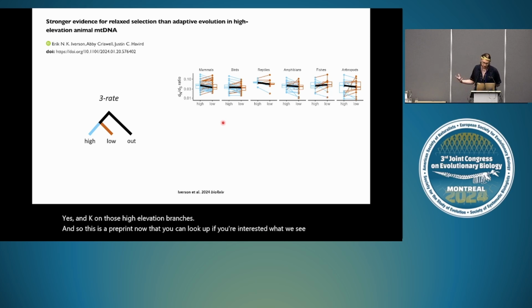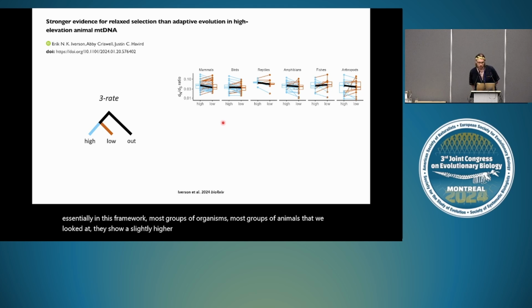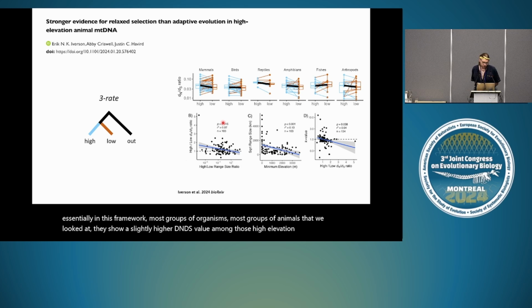What we see in this framework is that most groups of animals that we looked at show a slightly higher DN/DS value among those high elevation species. We also took a bunch of ecological data into account, like range sizes and latitudes of these ranges, and range size seemingly plays a big role in driving this trend. If you have a smaller relative range as a high elevation species, you're also more likely to have a higher DN/DS value. Those small ranges are also associated with being higher up in elevation and with having a more relaxed K value. So what it looks like is going on is that high elevation species are living in smaller ranges with lower effective population sizes, which might be driving higher genetic drift and thus explaining this pattern of higher DN/DS ratios.